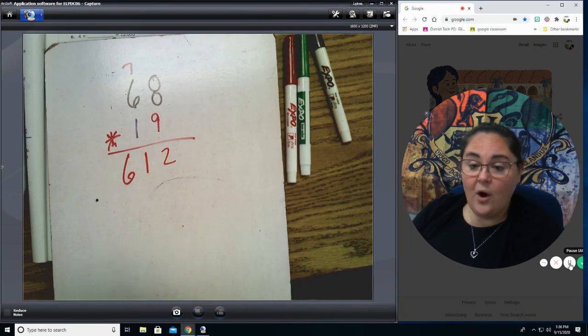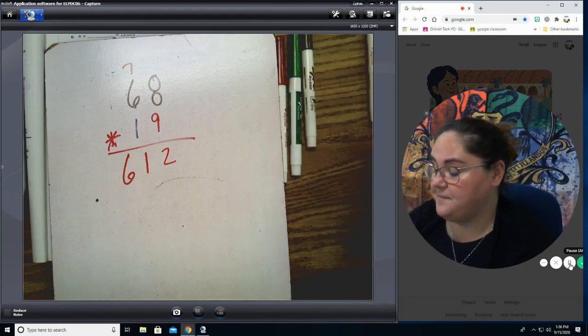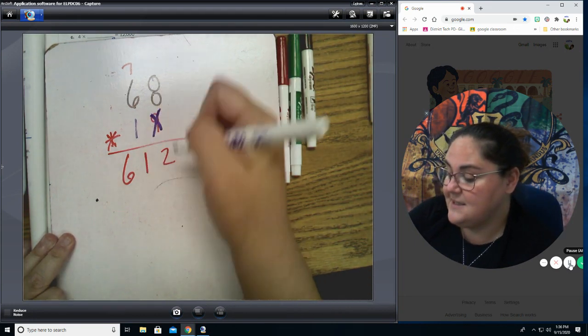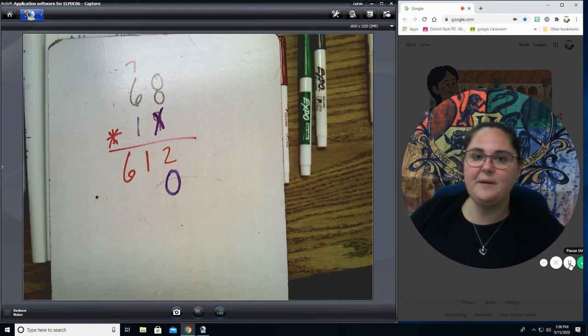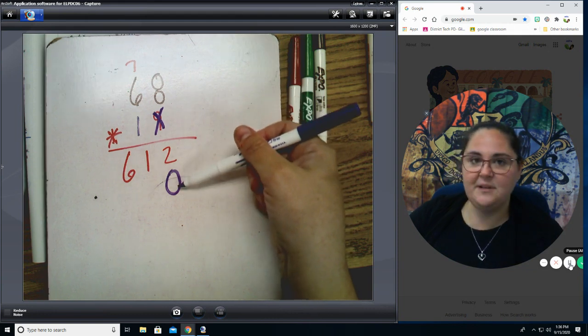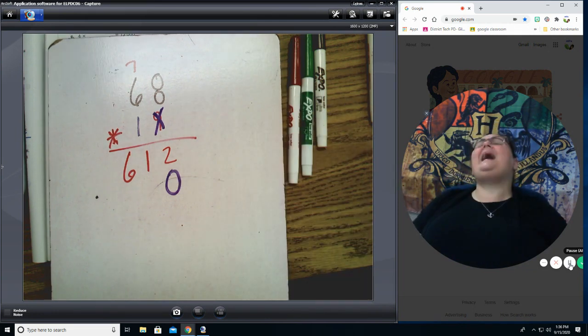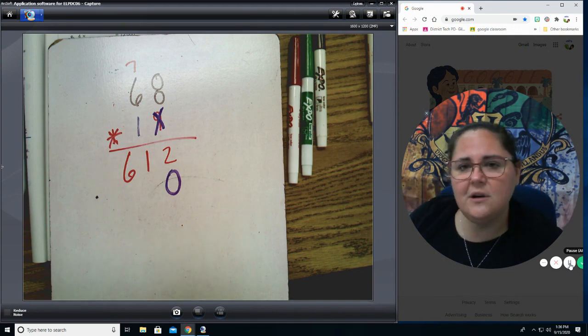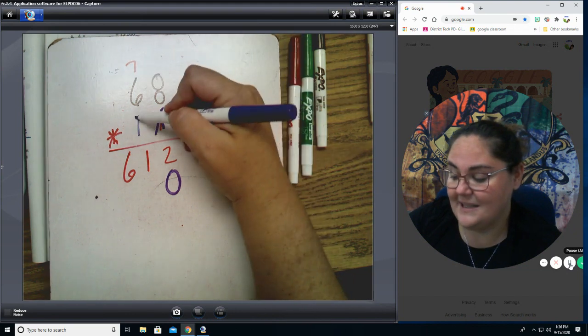Okay, now I like to sing my song. This is where I remember. The X's and the O's, they haunt me. I sing that just because I put an X and I put a 0 placeholder. Now, a lot of people are like, Miss Gilman, but why? Why do you put that 0? Because this 1 is not worth 1.